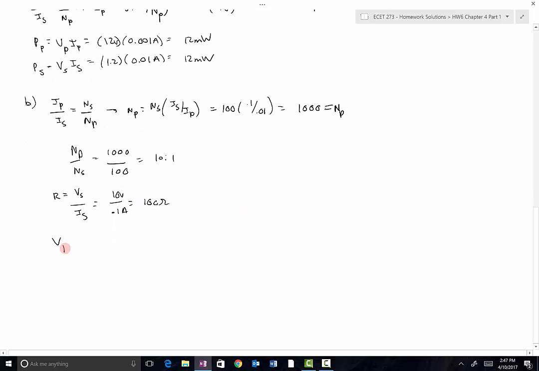And then we can determine the voltage in the primary. The ratio is VP over VS equals NP over NS, so that tells us that we just take the voltage in the secondary and multiply it by the turns ratio to get the voltage in the primary. So we get a 10 to 1 times that secondary voltage, which was 10 volts. So we get 100 volts in the primary side of that transformer.